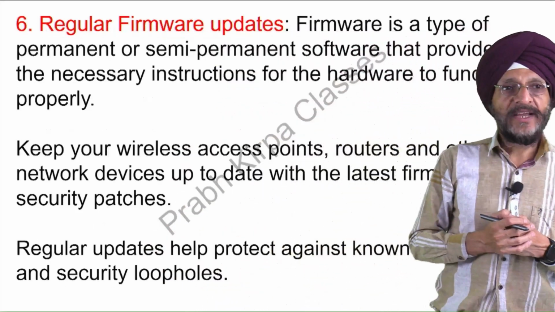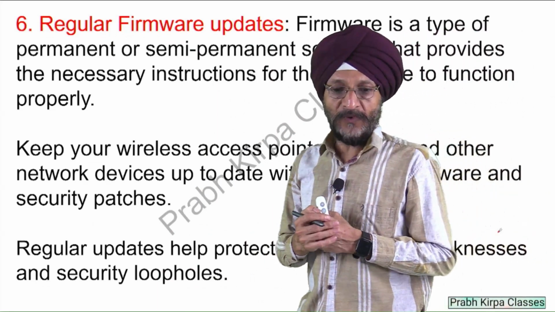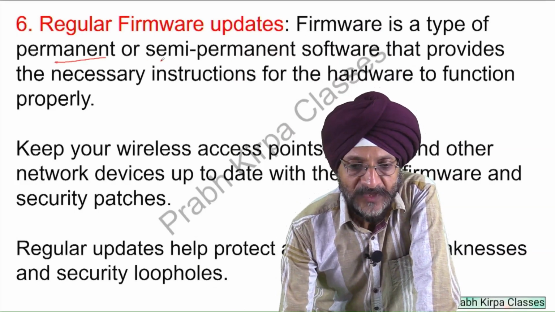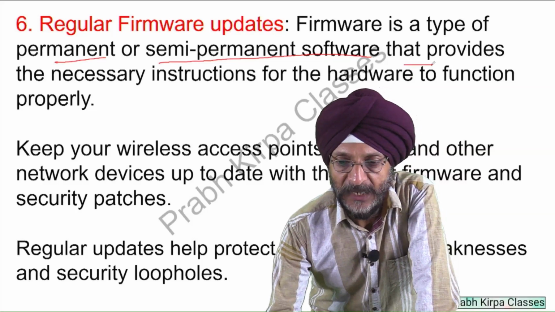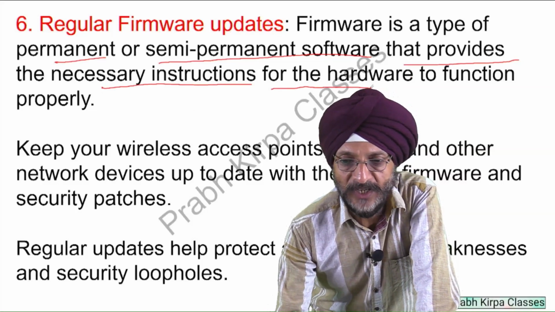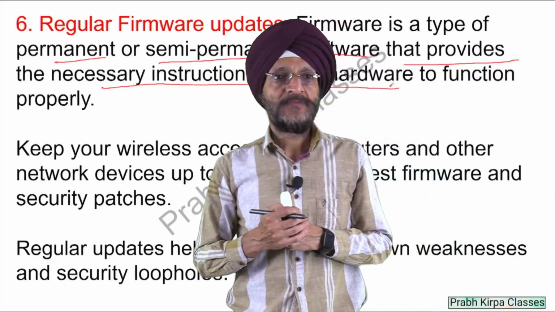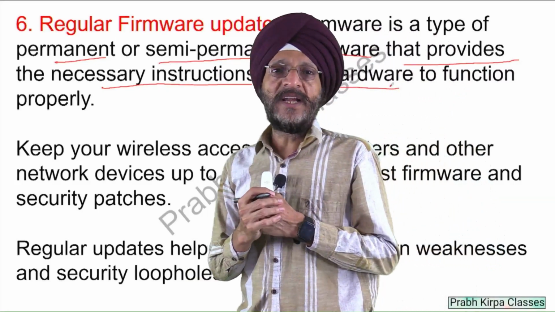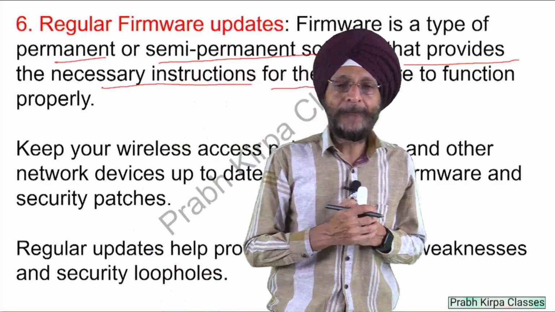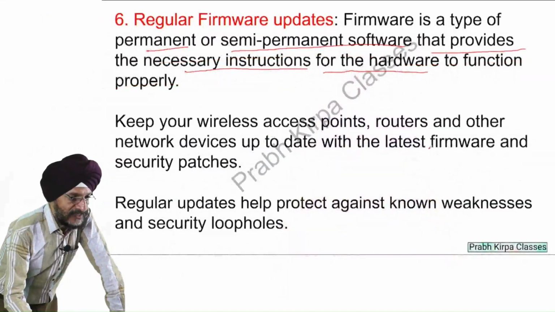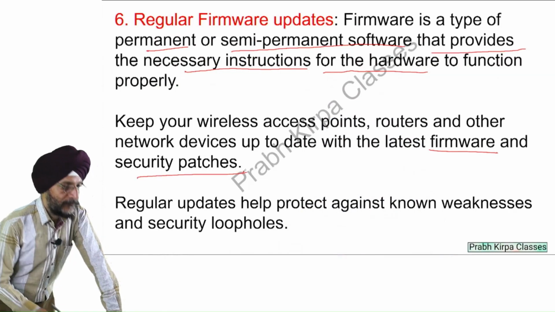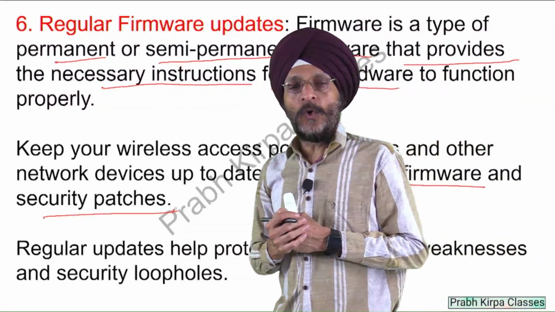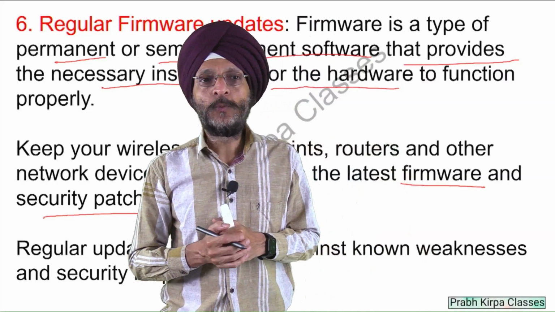Next point is regular firmware updates. Now, what is the firmware? Firmware is a type of permanent or semi-permanent software that provides the necessary instructions for the hardware to function properly. We should keep our wireless access points, routers, and other network devices up to date with the latest firmware and security patches. Regular updates will help protect against known weaknesses and security loopholes.